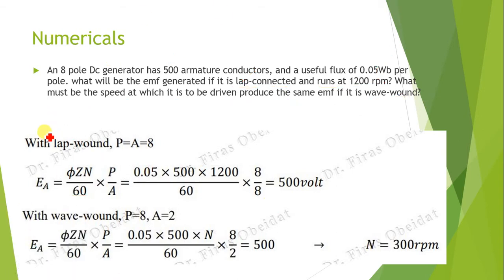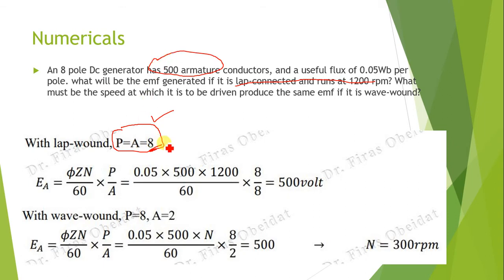Okay, so look at this. In lap wound, the P value is equivalent to A, or the A value is equivalent to P, which is 8 here. So EMF generated in the first case, which is the lap connected one running at 1200 rpm, is pi z by 60 into P by A, which is 0.5 into 500. The total number of conductors is given, so it is given as the total number of armature conductors.